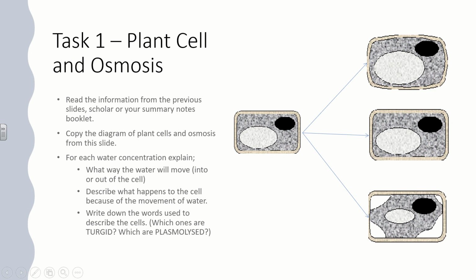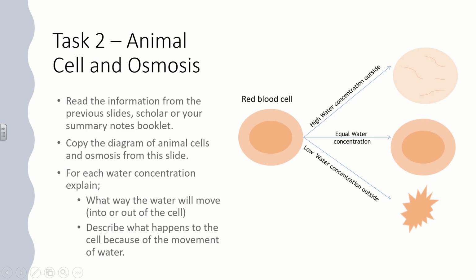The next task is very similar, but we'll look at animal cells and osmosis instead. So you're doing exactly the same, copying the diagram and then reading through your information to answer the following questions. Which way will the water move into or out of the cell, and describe what happens to the cell because of the movement of this water. This allows you to have some comprehensive notes in your jotter to look back on and for revision.